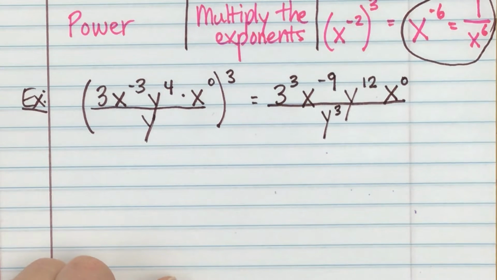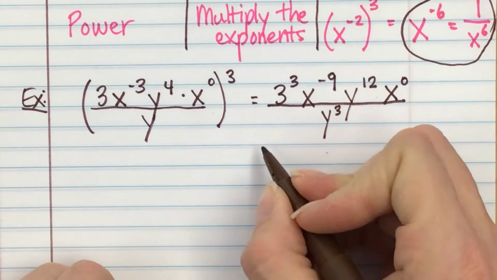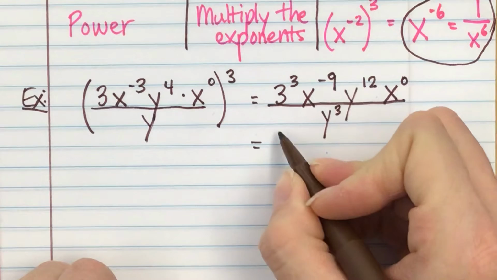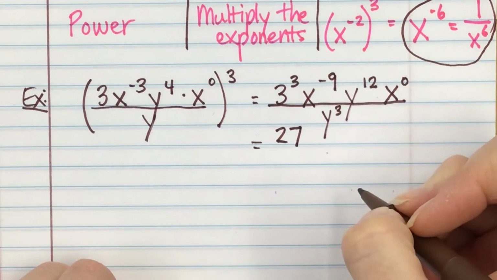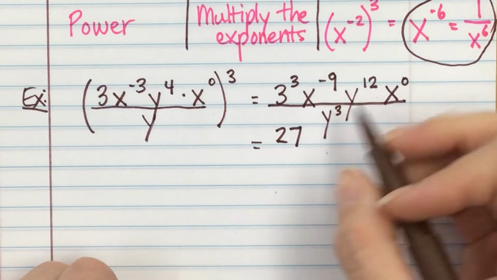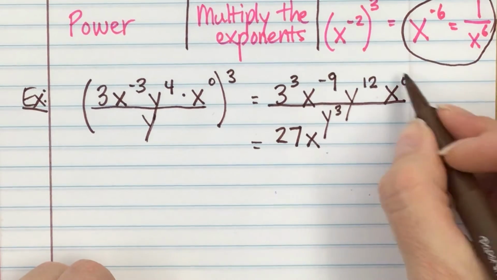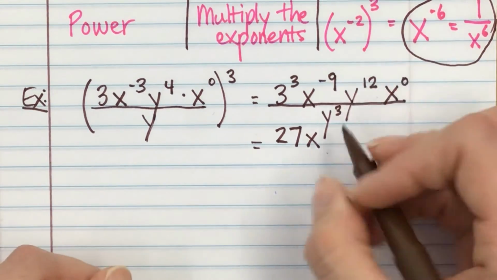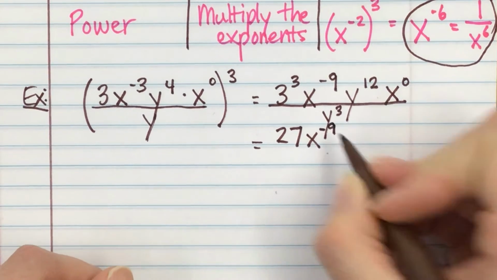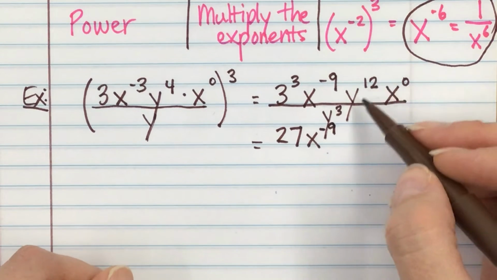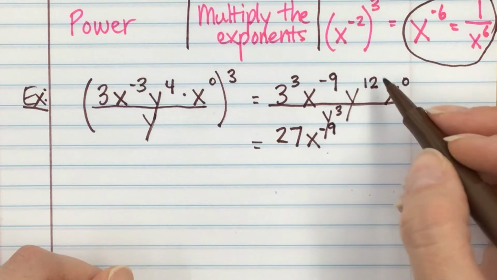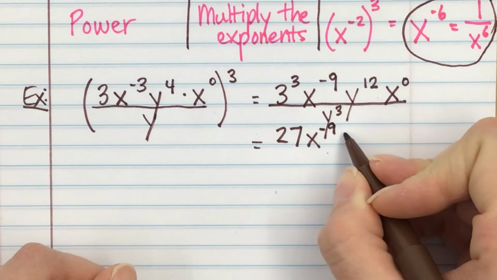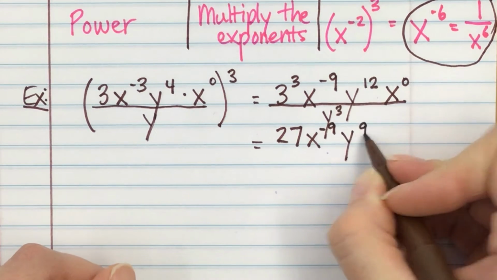Now I can go through and simplify. So 3 to the third power is 27. I'm going to condense my x exponents. This actually just has a value of 1. But if we leave it like this and just add the exponents, again, it will just be to the -9. And my y's, I'm going to subtract. So 12 minus 3 is 9. So this will be y to the 9.